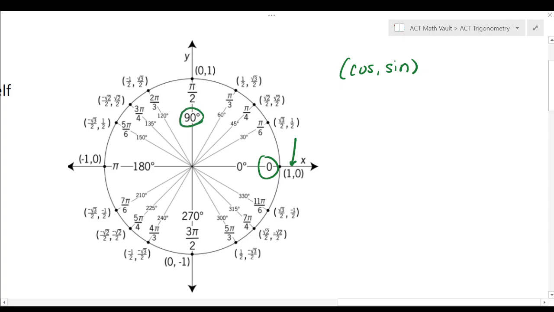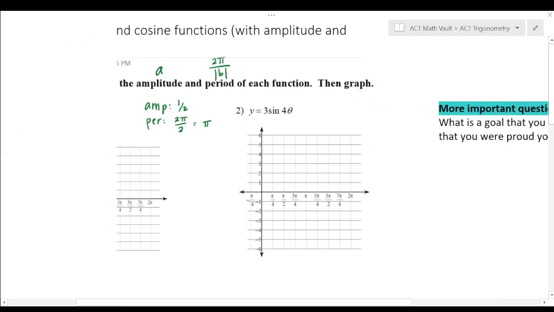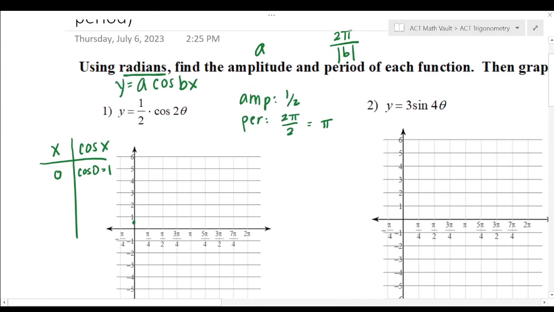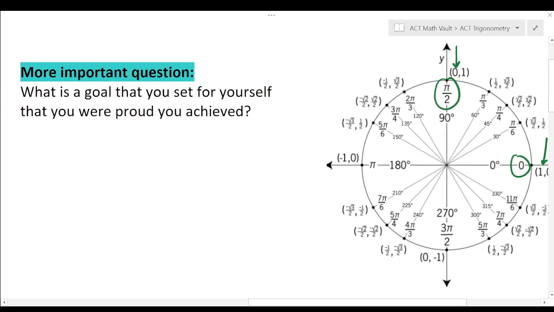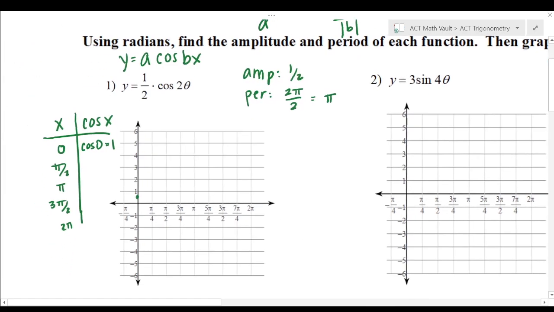So plug in 90, or in radians, as it says in the directions we need. So we'll do pi over 2. See, it says using radians as opposed to degrees. We'll do pi over 2 and then pi, 3 pi over 2, and 2 pi. So if you plug in pi over 2 as your input, your cosine is 0. And then if I do pi, cosine is -1. If I do 3 pi over 2, the cosine is 0. All right, so 0, -1, 0, 1.